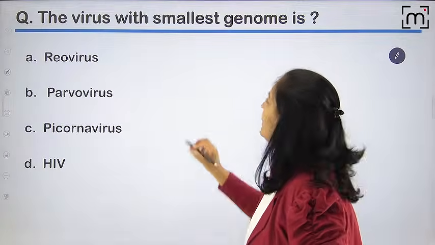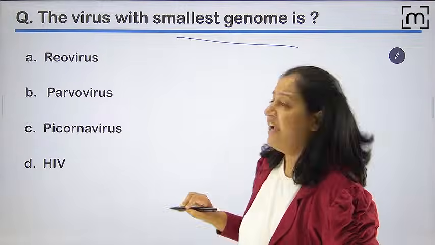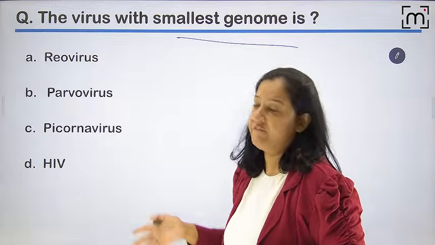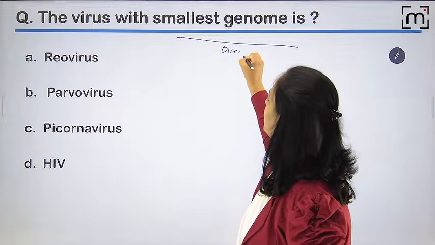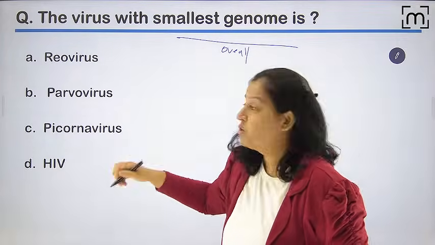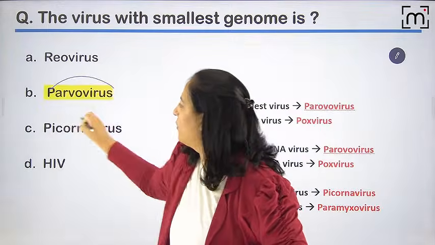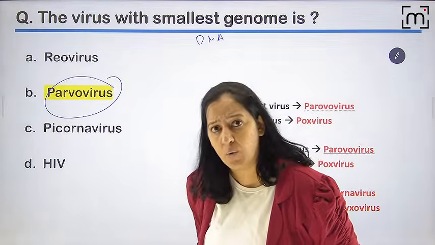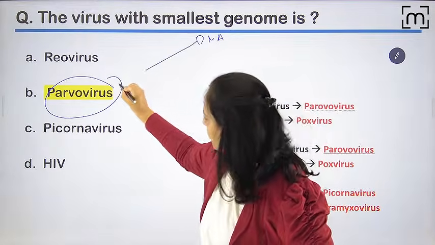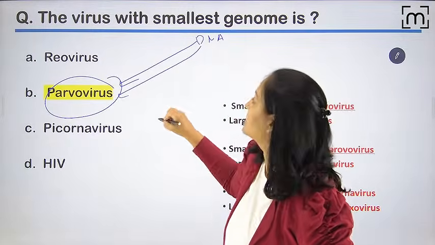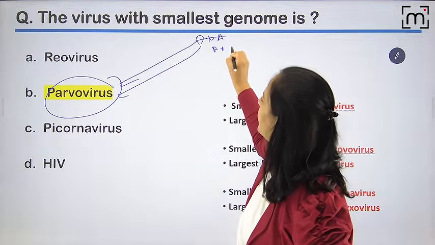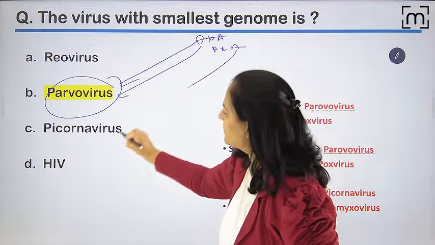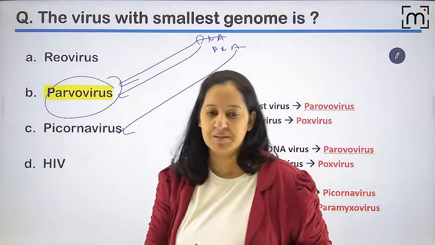They're very simple. Listen, the virus with the smallest genome. If nothing is written, I mean overall. Who's the smallest overall? Of course the answer is Parvo. If I add DNA, would you like to change your answer? Yes or no? DNA is this only, so overall is also this. But if I change the question to RNA, what's the answer? In that case, your answer becomes Picorna. So 3 questions, 3 answers.